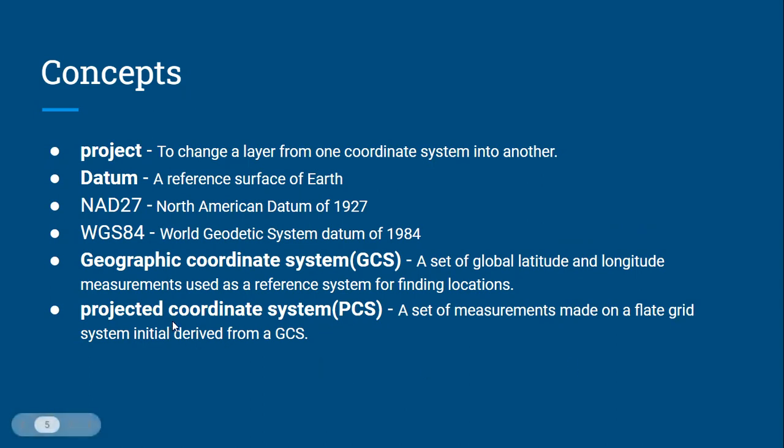The projected coordinate system is a set of measurements made on a flat grid system. It's initially derived from the geographic coordinate system. The geographic one uses degrees as the unit for longitude and latitude, while the projected one uses meters or feet on the flat surface.